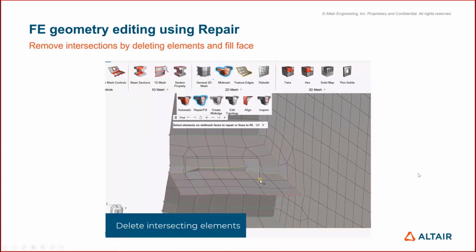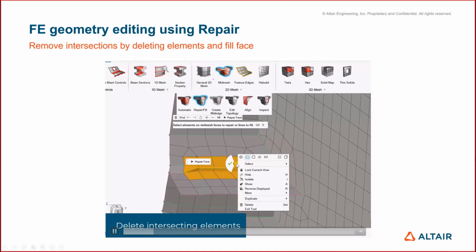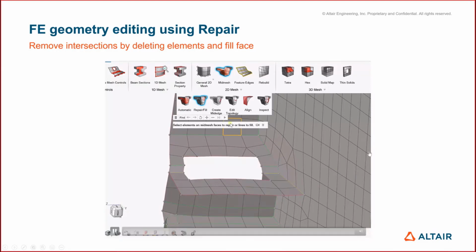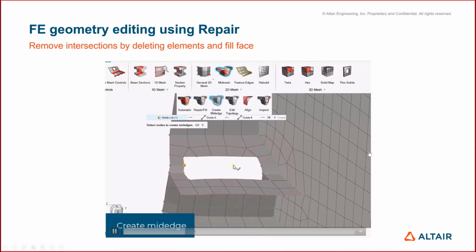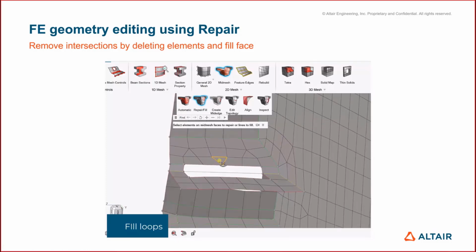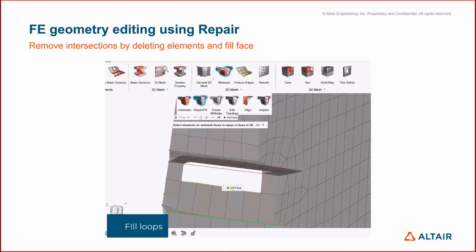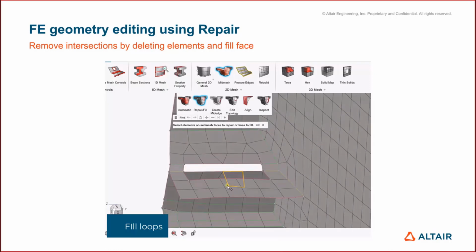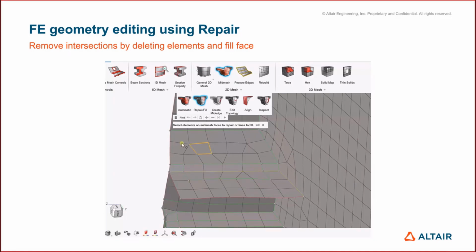Here's another example. If you have a lot of intersections, you don't want to be fixing this topology and doing element edits. The easiest way is to delete the elements around it, create the lines, and then you can fill them quickly using the repair fill face tool. Also, when you fill a face, you have this option merge. If you don't want to merge them, it retains the edges as well.